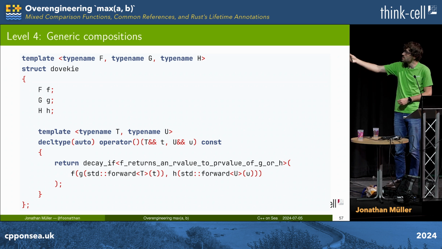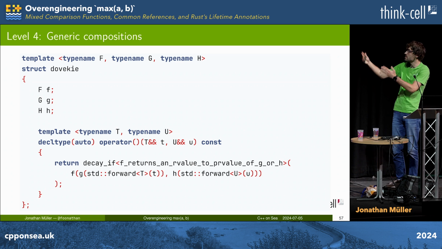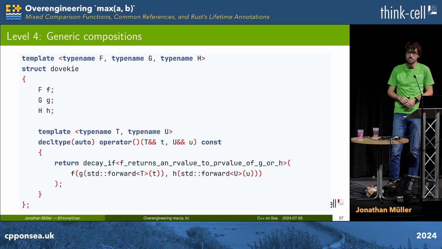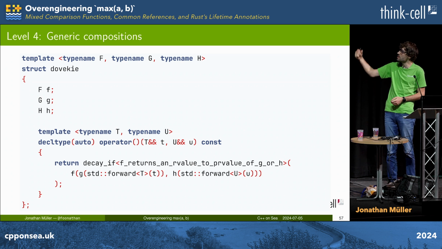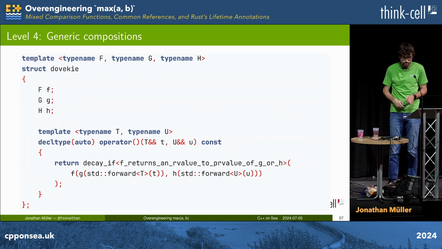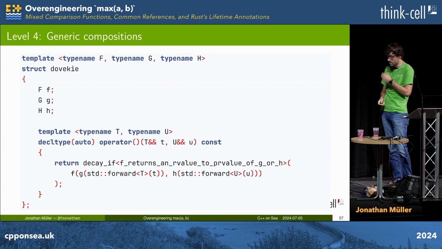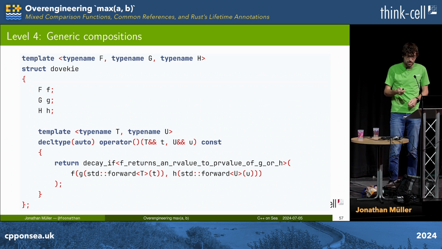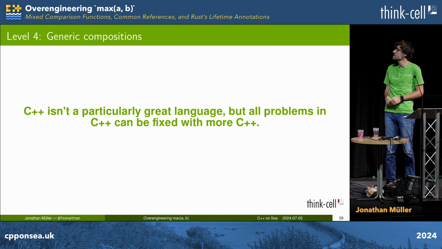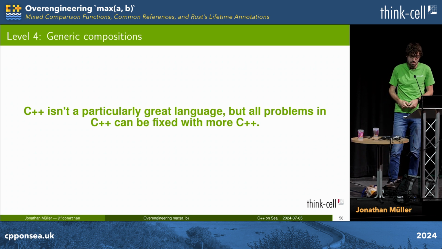Because if the PR value is created by G and we never return G, then we don't need to decay anything. The problem with that is we don't know that. Right? Just by looking at F, we don't know whether it returns an R value to a PR value reference from one of the arguments. Now this is a problem. But luckily this can be solved using my favorite mantra. C++ isn't a particularly great language, but all problems in C++ can be fixed with more C++.